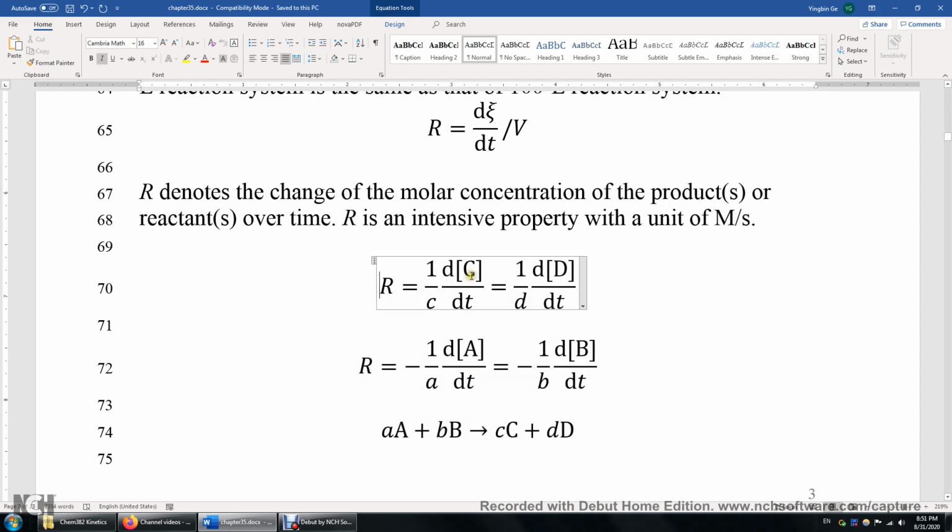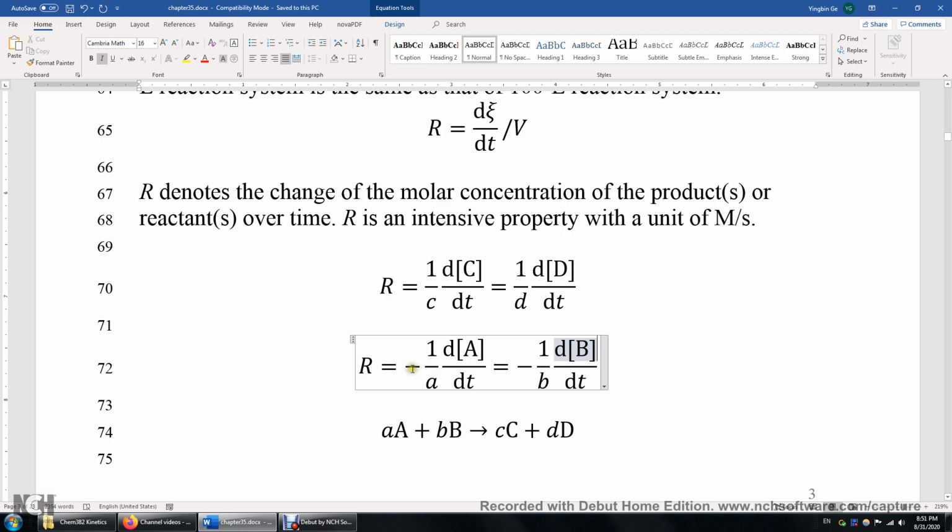R is dC over dt multiplied by 1 over c. Again, this lowercase c is the coefficient in front of the product C. R is also 1 over d times this dD, the exact differential of the concentration of the product D with respect to time. Alright? And also we can use the change of the concentrations of the reactants here and here.